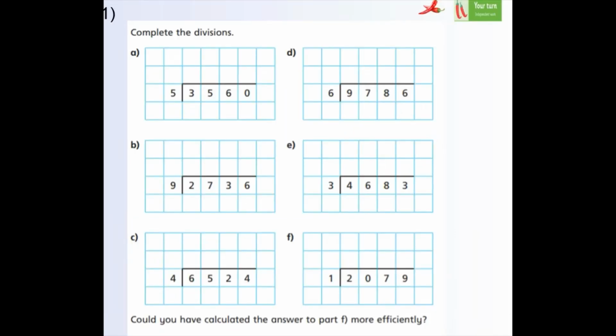Chilli 2, these are your questions. Now, Chilli 2, your focus is the bus stop method. So you have questions there to have a go at. The final question says, could you have calculated the answer to F, so this is F, more efficiently? So I just want you to work through those, see how you get on. If you're struggling, then perhaps start on Chilli 1 and move up. If you're not struggling, fantastic, and perhaps challenge yourself to do Chilli 3. So, first of all, that's your question for Chilli 2. So pause the video now if you need to.